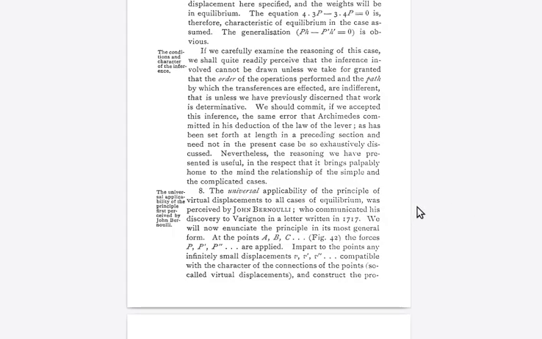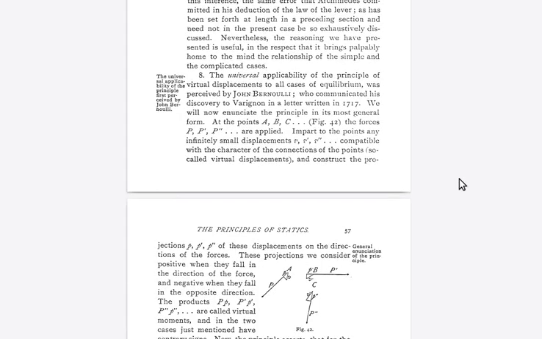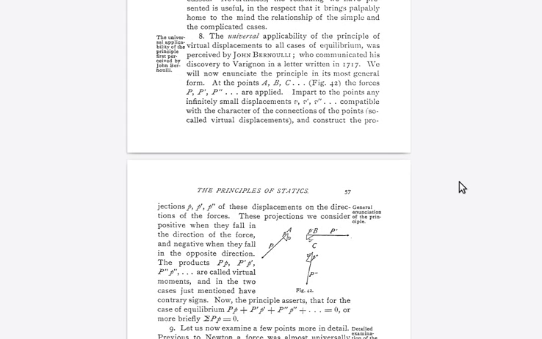Nevertheless, the reasoning we have presented is useful in the respect that it brings palpably home to the mind the relationship of the simple and the complicated cases. The universal applicability of the principle of virtual displacements to all cases of equilibrium was perceived by John Bernoulli, who communicated his discovery to Varignon in a letter written in the year 1717. We are now in a position to formulate the principle in its most general form.